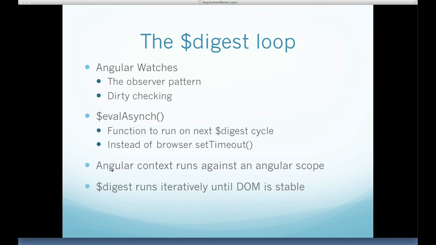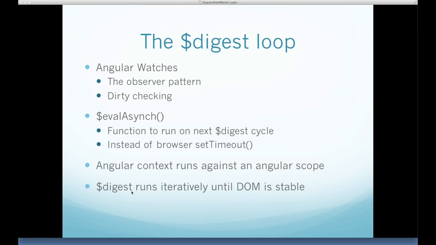We just mentioned that Angular context, the digest loop, always runs against a particular scope. And what happens with digest is it might modify the DOM, and there might be a watch on a DOM element which drives an Angular callback, and it will again make it dirty, so the digest loop will run again, and it'll run and run and run until the DOM is stable.